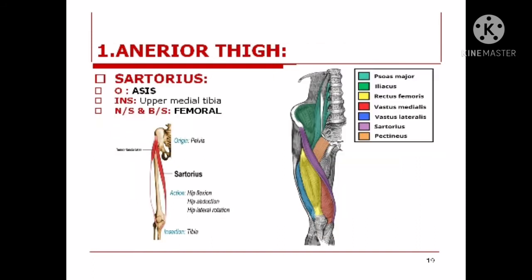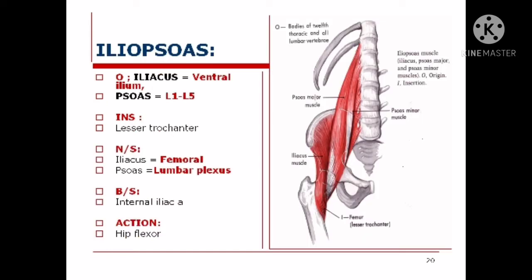The sartorius muscle arises from anterior superior iliac spine and inserts upon the upper medial aspect of the tibia. The nerve and blood supply are from the femoral, and its action is flexion of the hip, abduction of the hip, and hip lateral rotation.